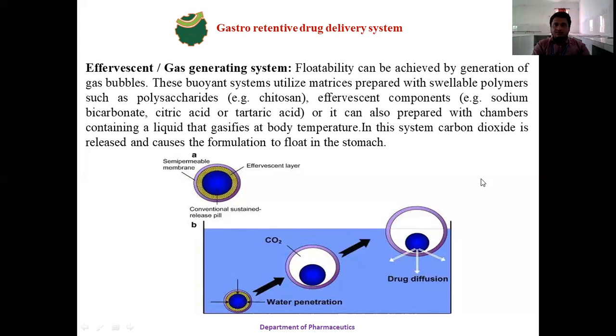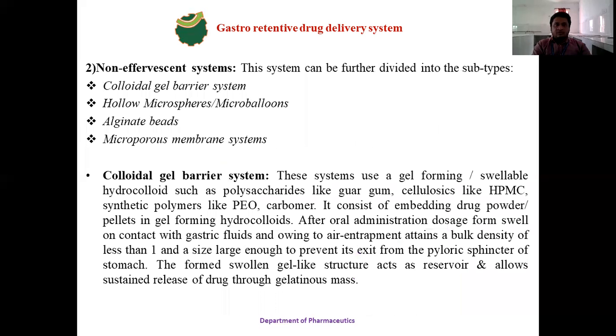So coming to the next one, it's called the non-effervescent system. We can divide it into various subtypes, like colloidal gel barrier system, hollow microspheres or microballoons, alginate beads, and microporous membrane system. So why is it called the non-effervescent system? Because there will be no release of carbon dioxide, or you can say there will be no use of effervescent components.